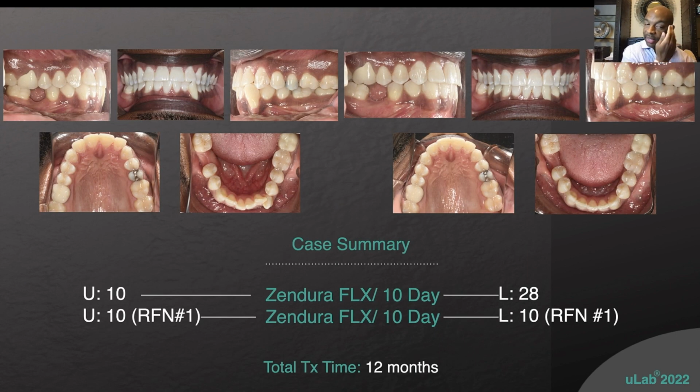And then this is his case summary. So again, the initial set in the upper was 10, the lower was 28. We gave him a retainer to maintain as he finished out the lower. The second set was upper and lower 10. For all the aligners we used Endura Flex, 10-day changes. Total treatment time was 12 months.